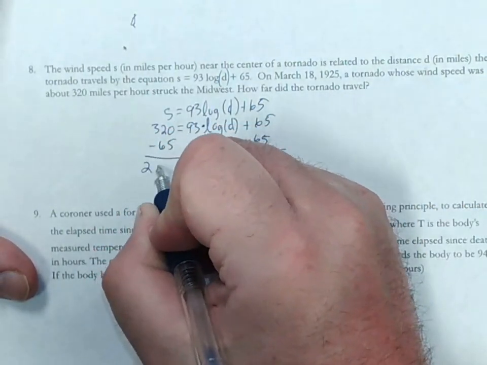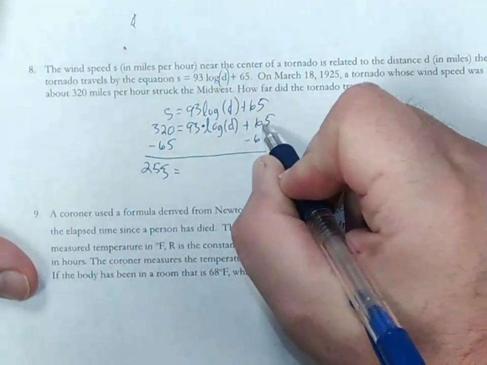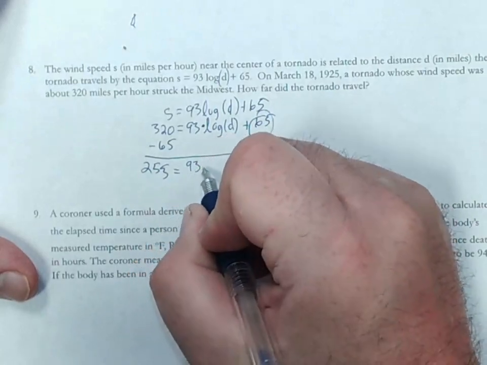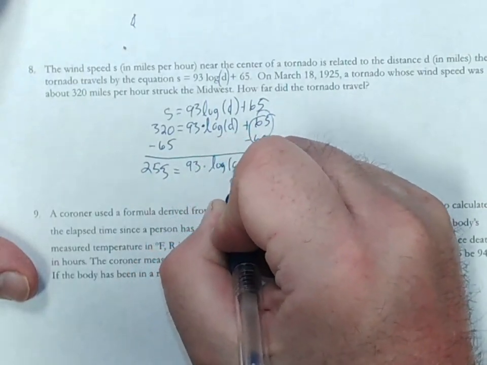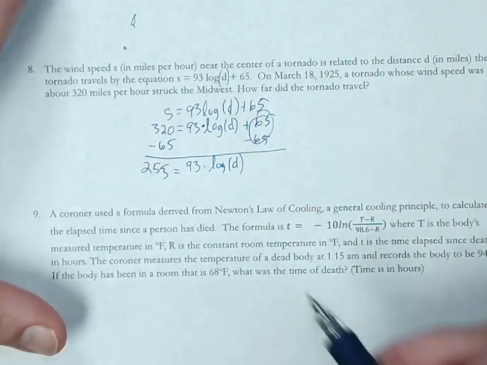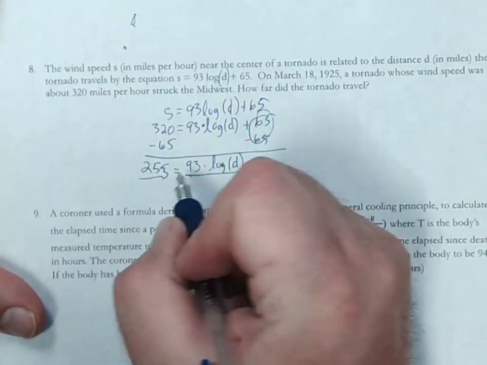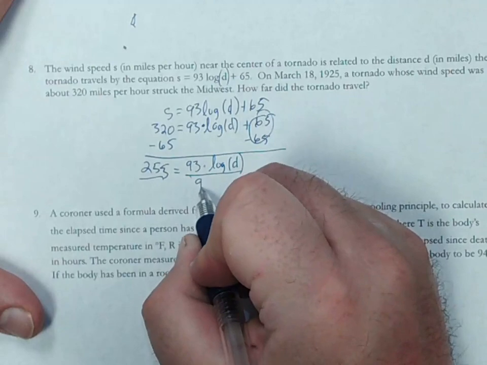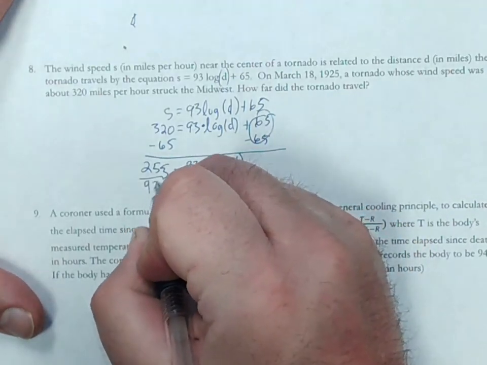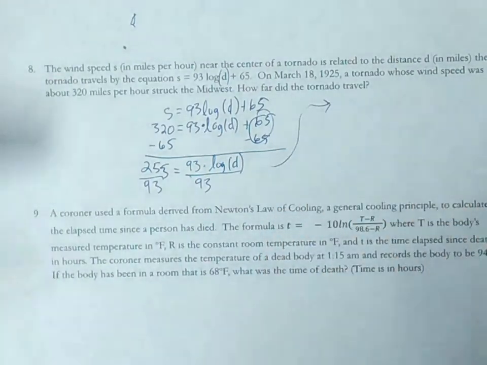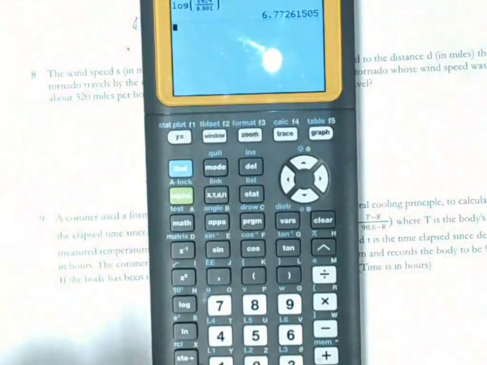On the left, I get 255. On the right, that makes a 0 pair, and it equals 93 times the log of D. So now I need to undo times. To undo times, I use division, and what I do to one side, I do to the other. I will divide both sides by 93, and I will continue my work up over here. I need to show you something, though.